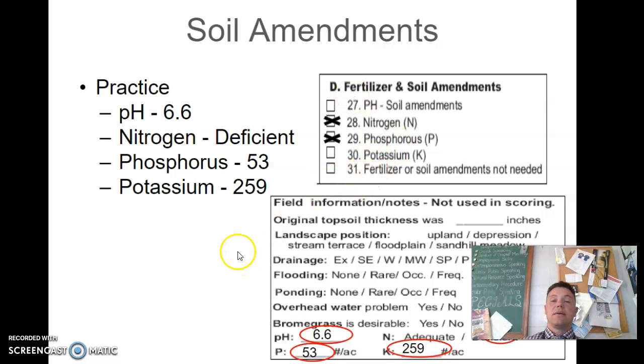This concludes my explanation of choosing the correct boxes and levels for our letter D, fertilizer and soil amendments, on our land evaluation scorecard.